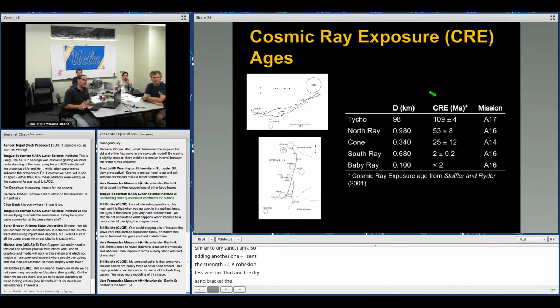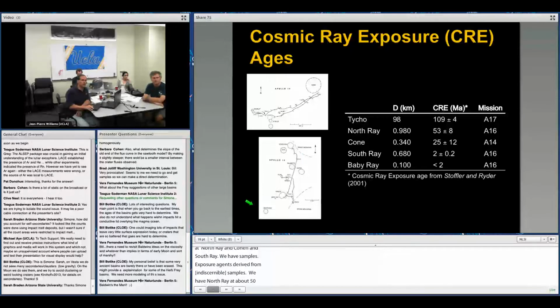So I then did some crater counts just to compare with these different modeled isochrons. I'm not going to talk about Tycho, but I looked at North Ray, Cone, and South Ray, which have cosmic ray exposure ages derived from Apollo samples. North Ray is at about 50 million years, Cone at about 25 million years, and South Ray at about 2 million years. And then there's this little crater.